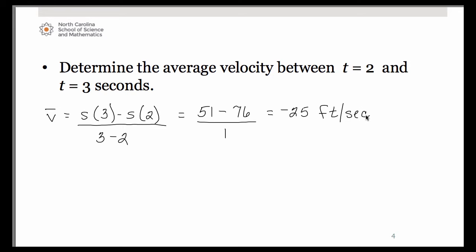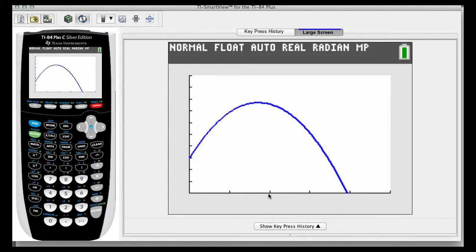Now the fact it came out negative tells us that between 2 and 3 seconds, the ball is now going downward. So let's take a look again at the graph. So here's 2 seconds, here's 3 seconds, and notice that in that period of time, the ball is on its downswing. That's why the average velocity came out negative. So let's now consider the instantaneous velocity. The first one we're going to look at is the instantaneous velocity at 3 seconds.